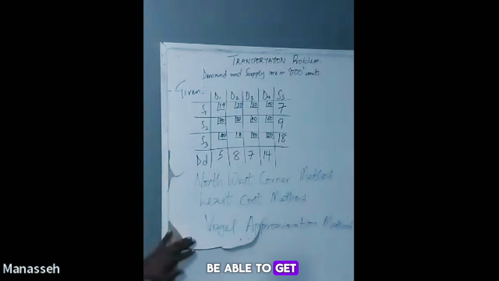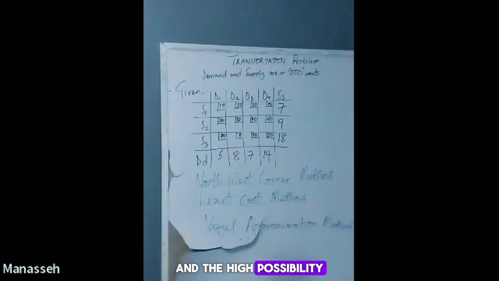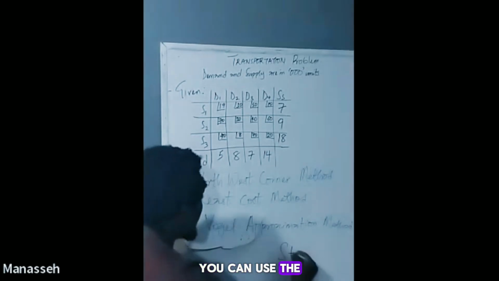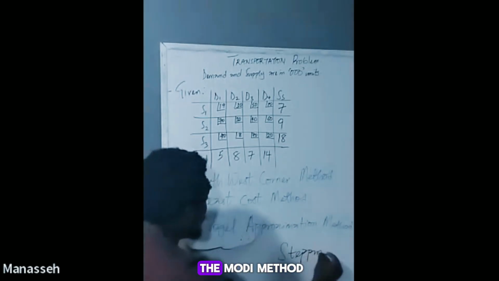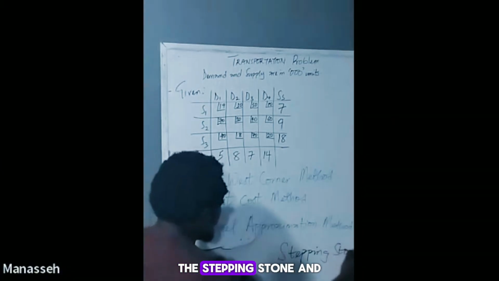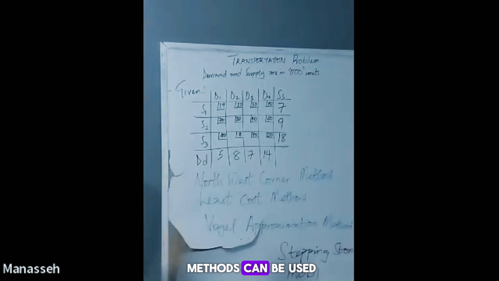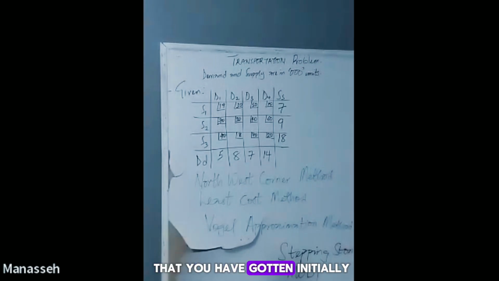We might not be able to get the optimal cost, but we'll be able to get the initial transportation cost. And there is a high possibility that the initial transportation cost can also be the optimal cost. All you need to do is to check for optimality of the initial cost that you have gotten. In checking for optimality, you can use the stepping stone method and the Modi method. So these other two methods can be used to check for optimality of what? Of your transportation cost that you have gotten initially.